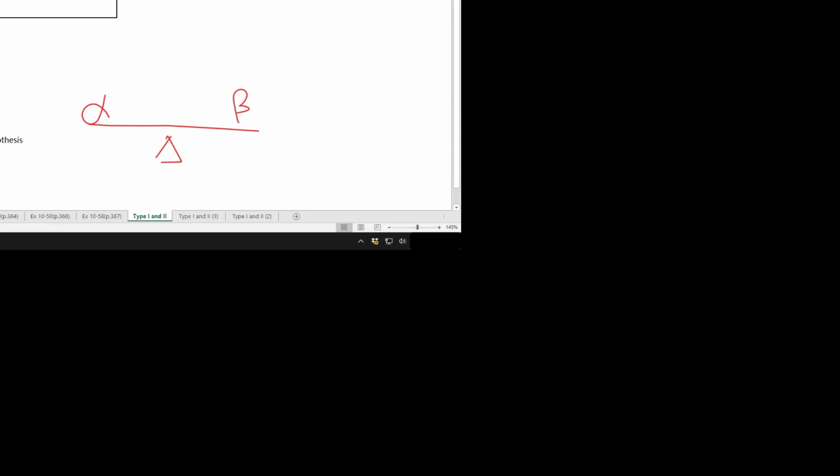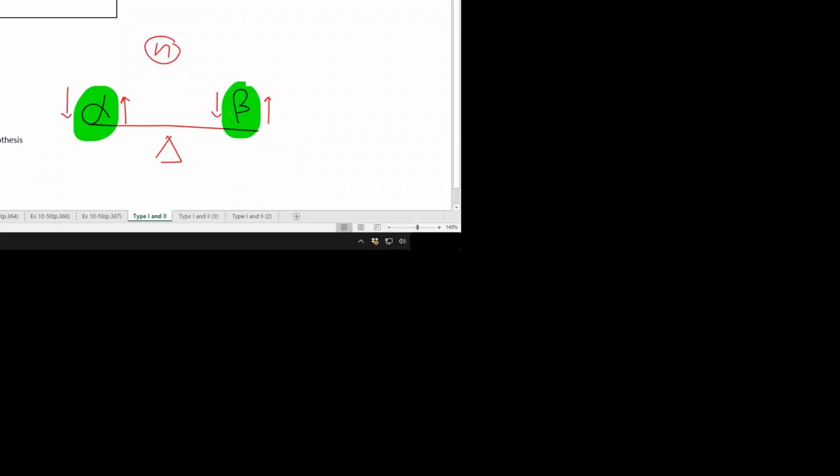But for a given sample size, when you try to reduce alpha, it increases beta, or vice versa. If you try to minimize or reduce beta, that will cause an increase in your alpha. So basically, there is a trade-off between alpha and beta.